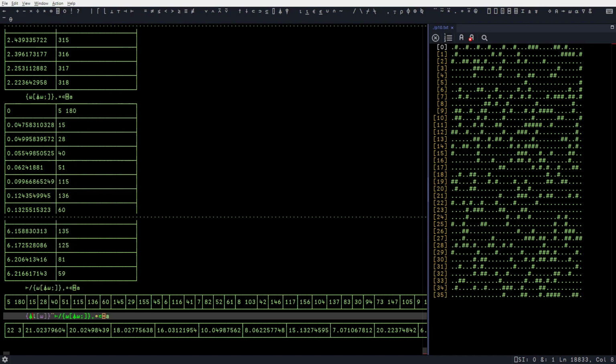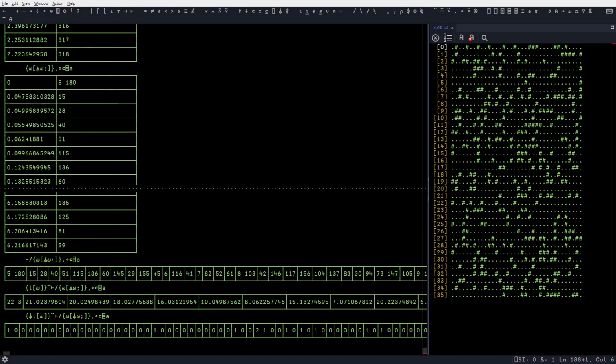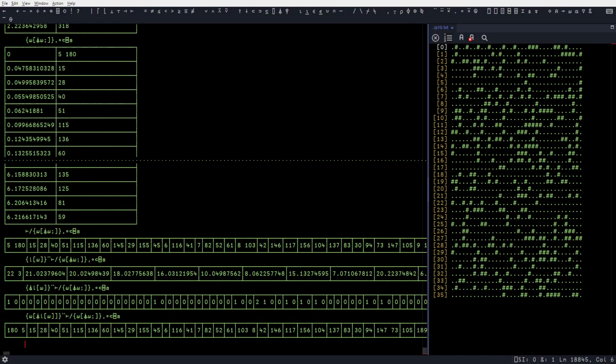We can sort, right? Remember that the grade up function doesn't necessarily sort in place. Instead, it gives you a list of indices that would be sorted if you index back into the original list. And that is nice because we can take that list of indices and plug it back into our original input, like so.